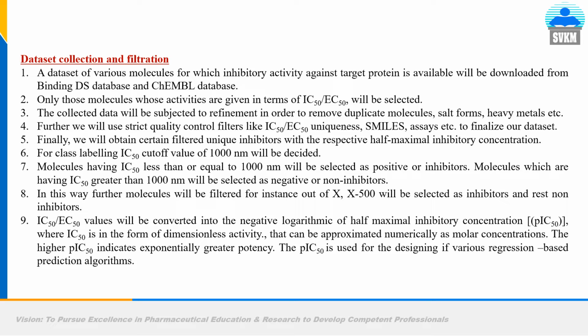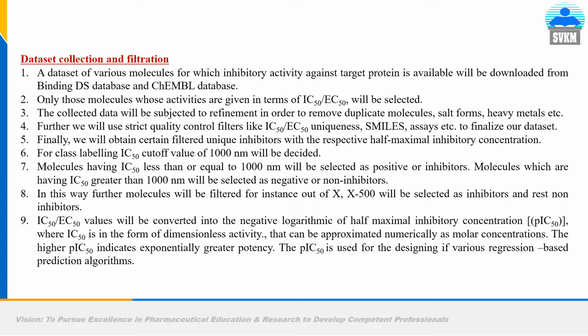So molecules which are having IC50 greater than 1000 nanometer will be selected as negative or non-inhibitors. So we will not choose those molecules as positive. We will show that if a molecule has IC50 more than 1000, they will be negative. So you should have both types of data, positive and negative, for training the machine learning model.